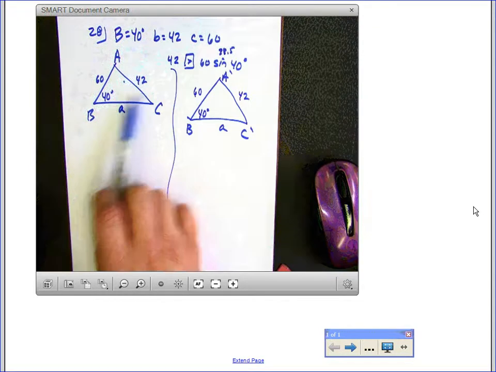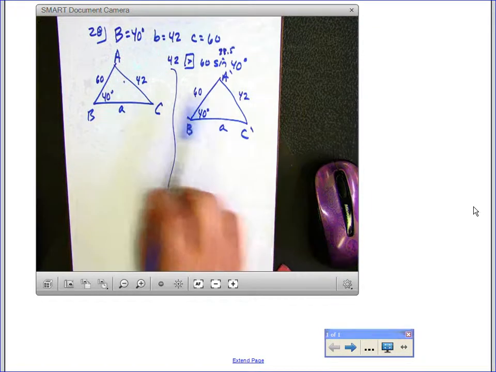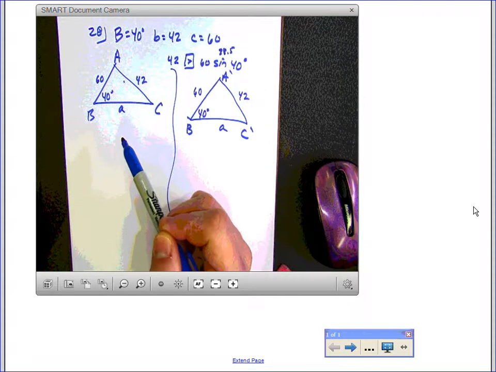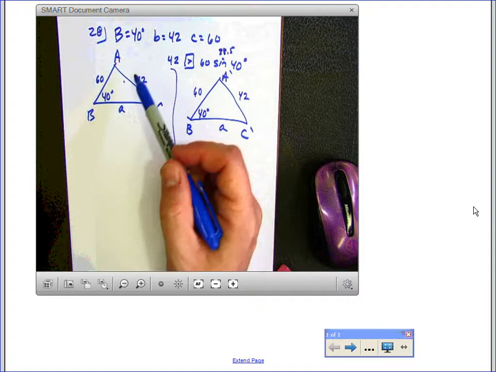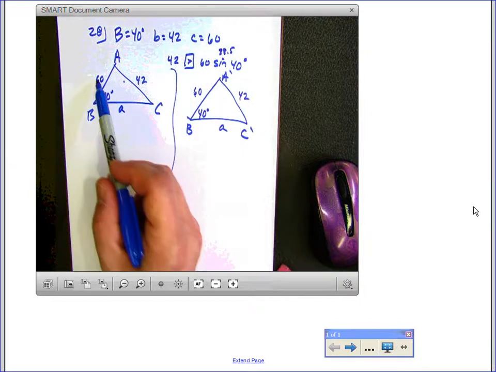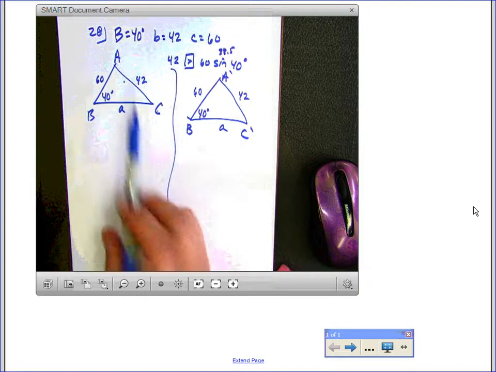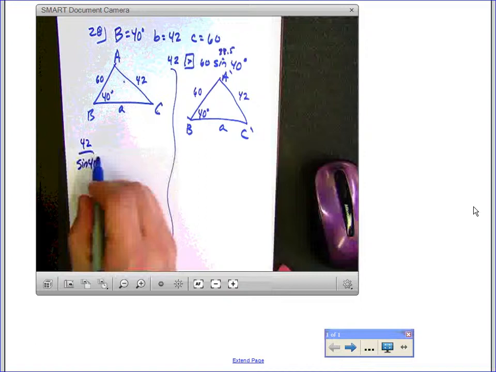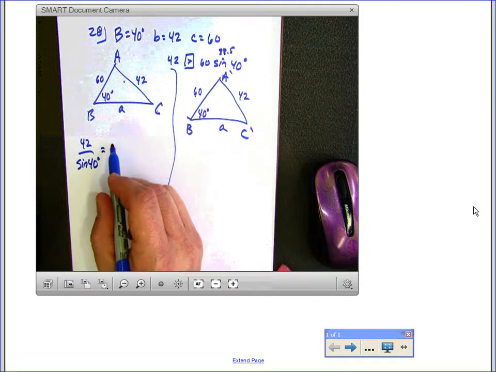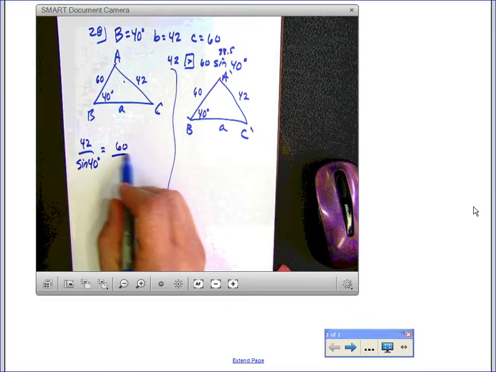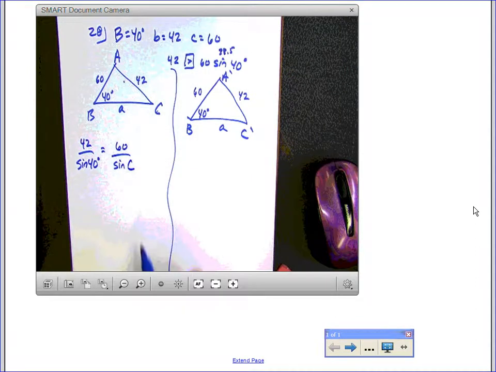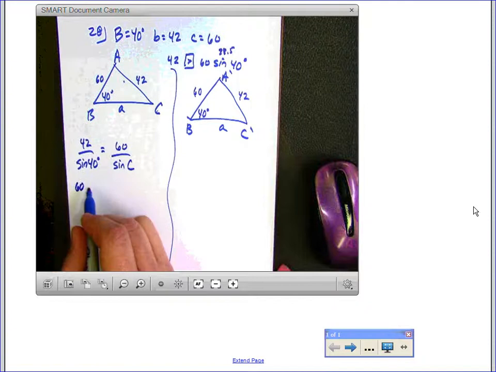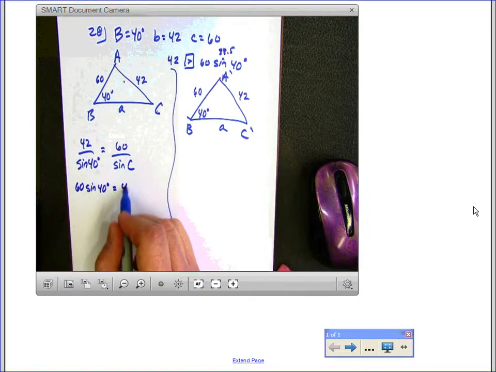So whatever angle I find first here, I'm going to subtract from 180 and get the corresponding angle. So which angle is it that I'm going to be able to find? Right, angle C right there, because you got 60 to find it. Now let's set the one up where we know. So we get 42 over sine of 40 equals 60 over sine of C. Okay. All right. Let's cross multiply. So we get 60 times sine of 40 equals 42 times sine of C.